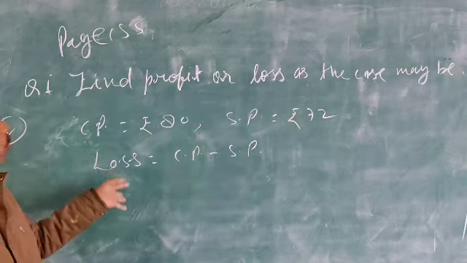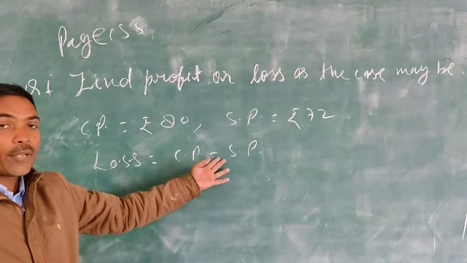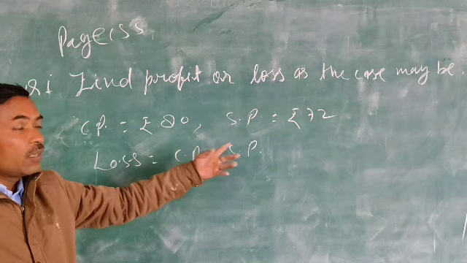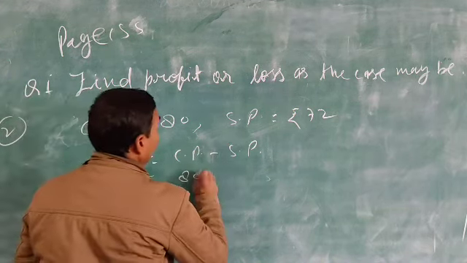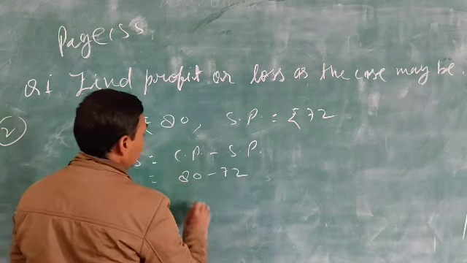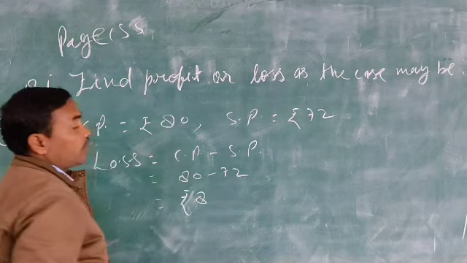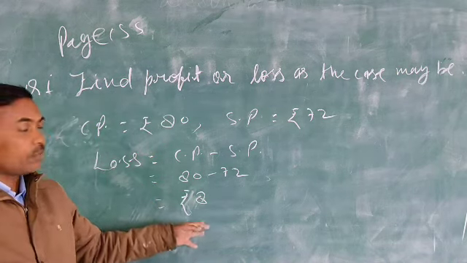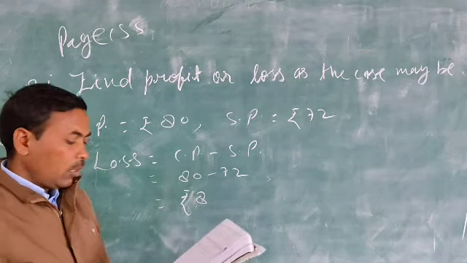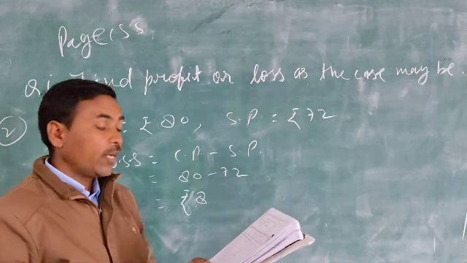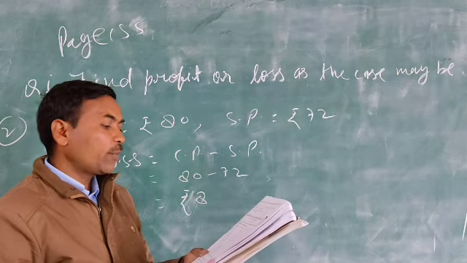Keep in mind, both profit and loss we obtain by subtracting. We will use the operation subtraction. We will subtract the smaller amount from the greater amount. So 80 minus 72. Here there will be a loss of 8 rupees. That is, you are losing 8 rupees. If you are able to identify which is greater, CP or SP, according to that you will find profit or loss.